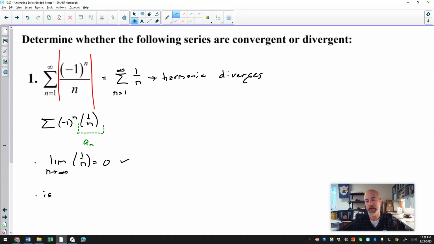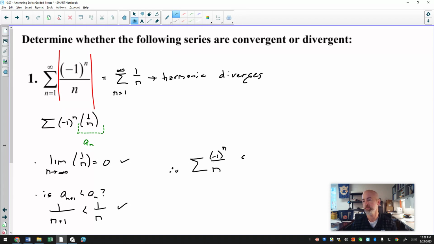So is a sub n plus 1 less than a sub n? Well, if you plug in a sub n plus 1, you have 1 over n plus 1. That is indeed less than 1 over n, same numerator, but the denominator on the left side is larger. That favors a smaller fraction, so that is true. Therefore, my original series, -1 to the n over n, converges by the alternating series test. So there's an example of the alternating series test. And so it turns out the harmonic series diverges, but if it alternates, the alternating harmonic will converge.